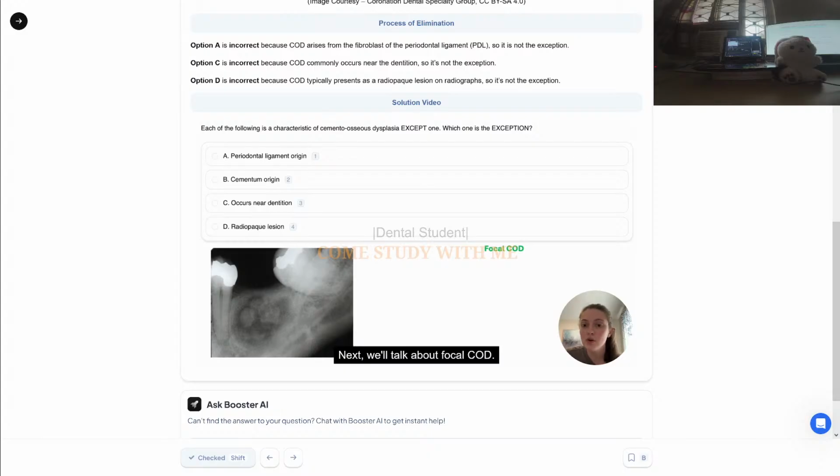Next, we'll talk about focal COD. Now, this is most often seen in the posterior body of the mandible, and it is a unilocular lesion of mixed radiopacity and radiolucency with a thin radiolucent rim. And once again, you can see that in this image on the left. Now, a biopsy may be indicated for this lesion just to rule out other disease processes because it can present as different things, but this also has an excellent prognosis.